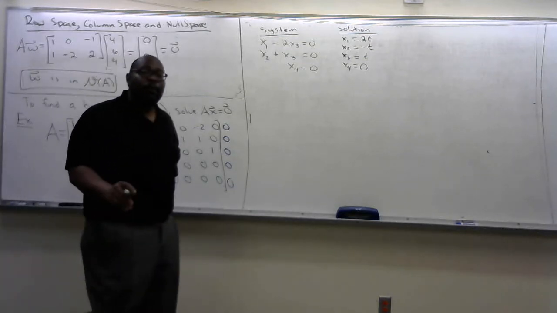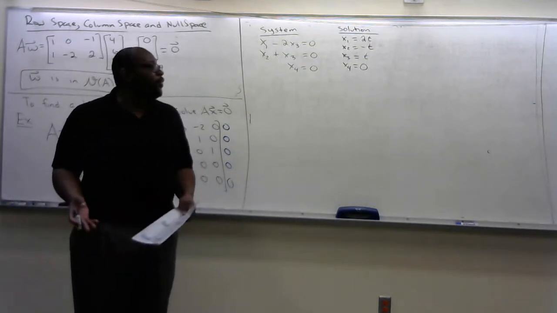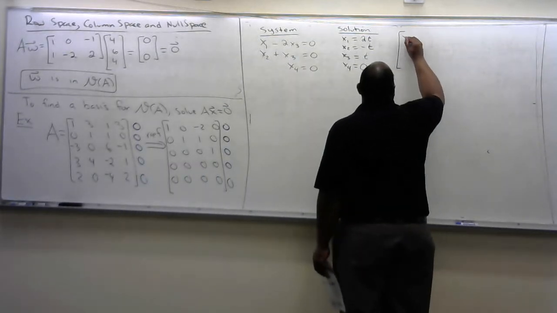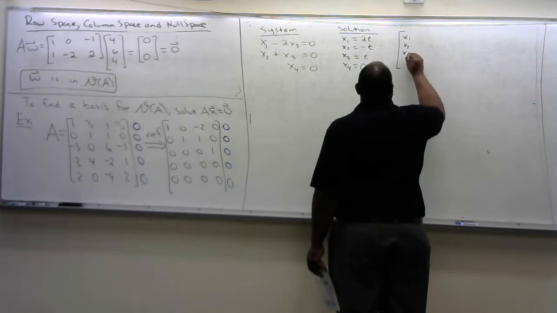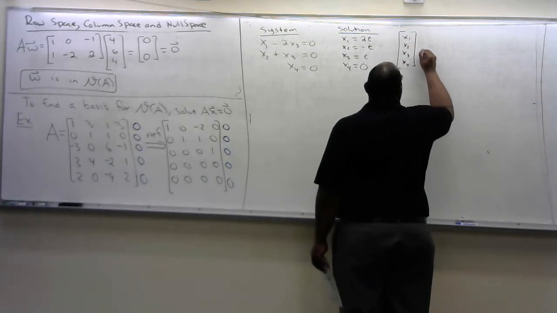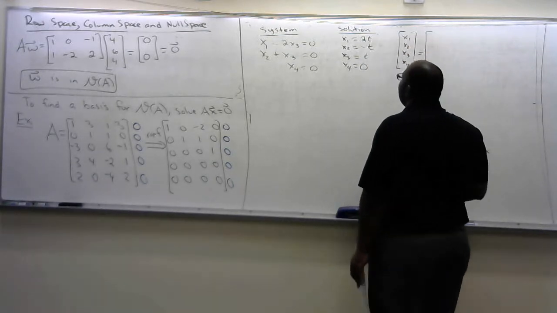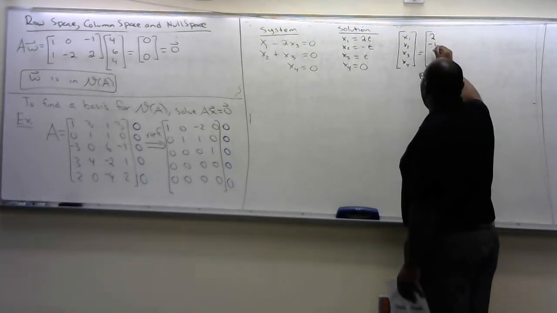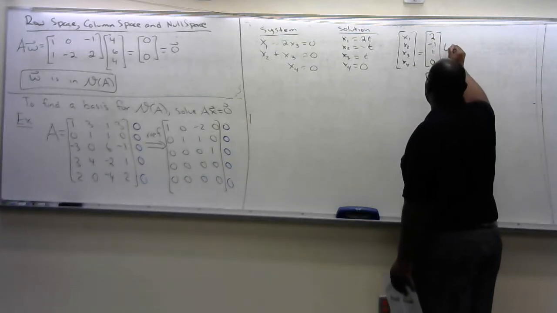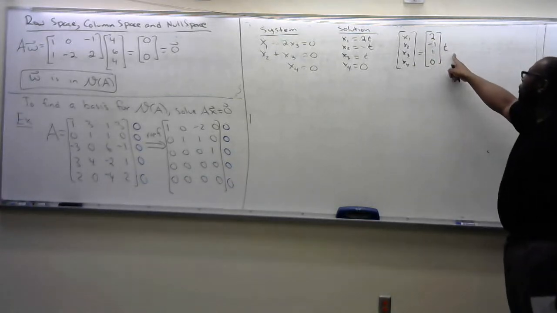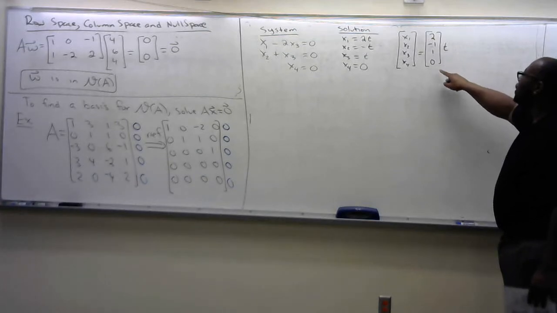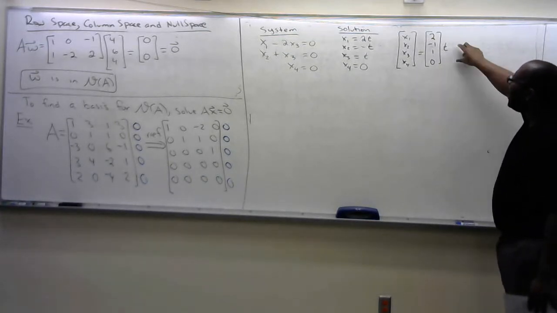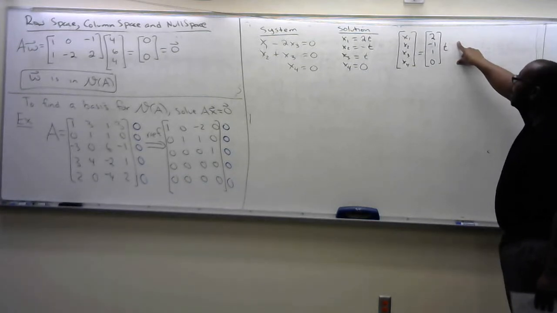And what I'm going to do, just like we did with eigenvalues and eigenvectors, is write this in vector form. I'm going to have one representative vector to represent my solution here. So I have 2, negative 1, 1, 0 times t. Any multiple of 2, negative 1, 1, 0 is going to be my null space.